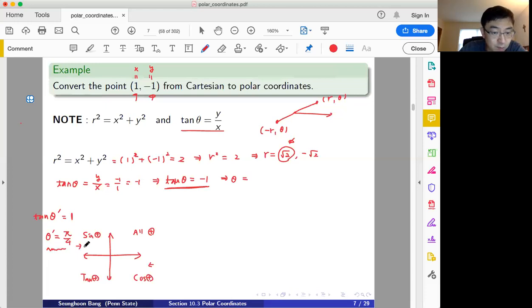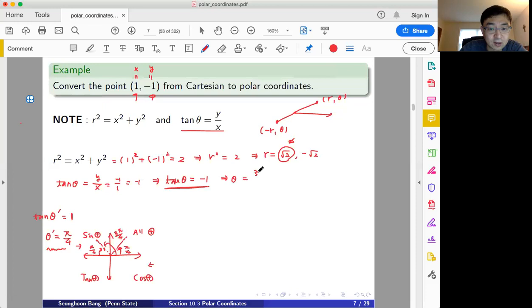Theta prime equals pi over 4 here. You have to reflect this segment about the y-axis because the tangent function is negative, only reflect. So what's this angle? This angle is 3 pi over 4, because this angle is pi over 4, right? So this angle is pi minus pi over 4. Pi minus pi over 4 is 3 pi over 4.